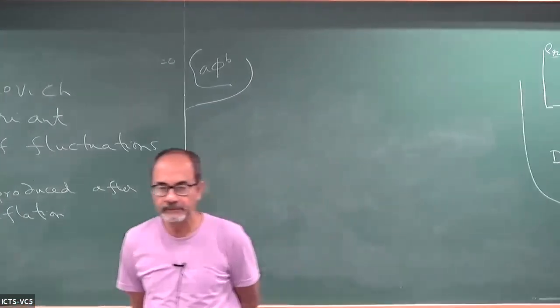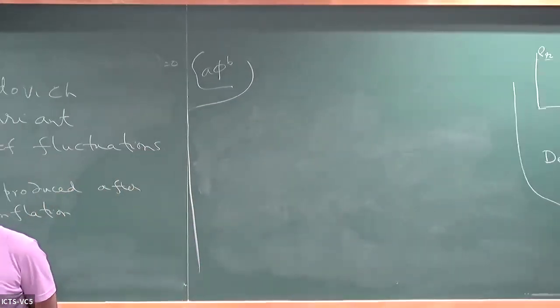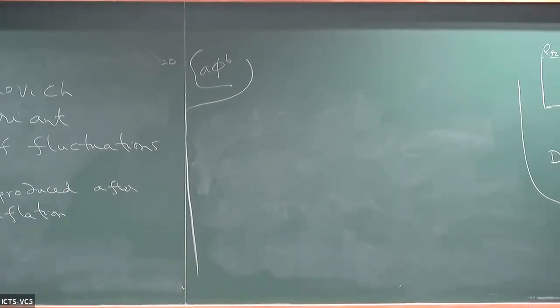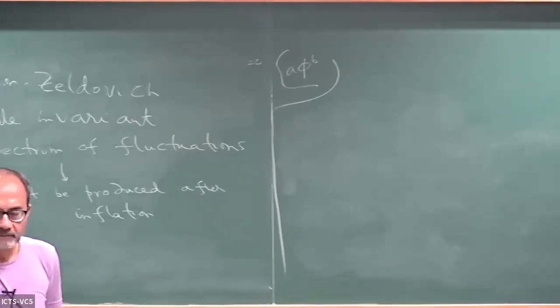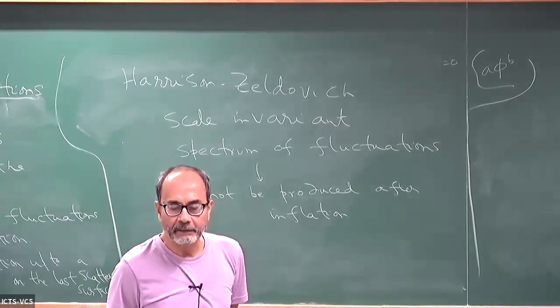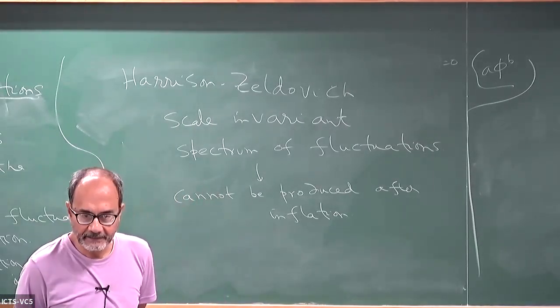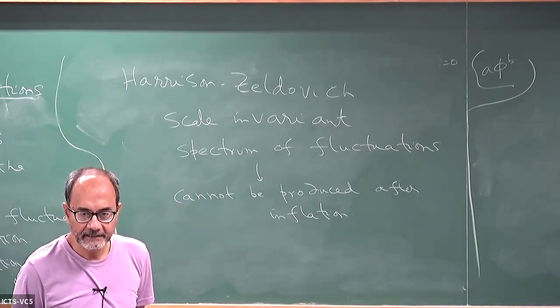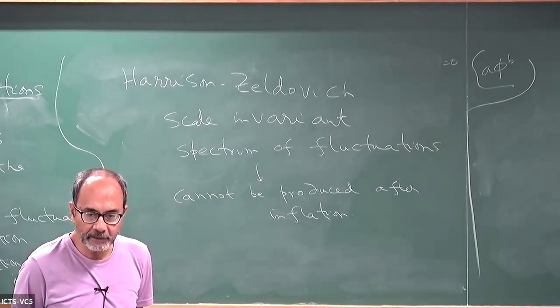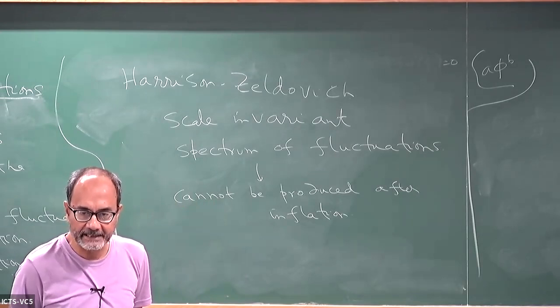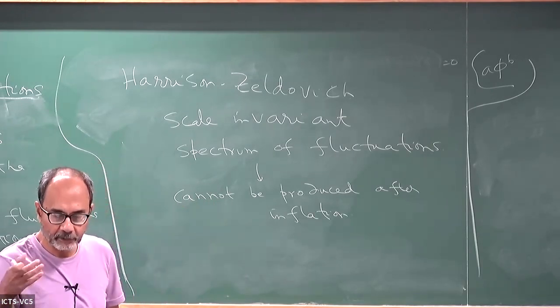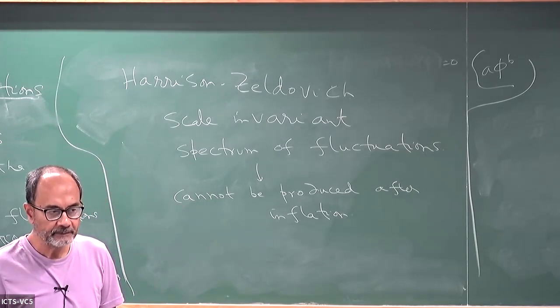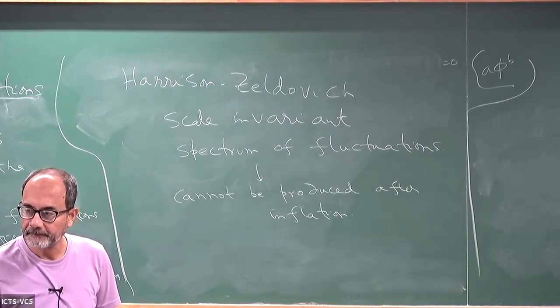So one more question. Because inflation smoothens all fluctuations, we want these fluctuations to survive that smoothing as well. No, it will be produced during inflation. Exactly. The fact that inflation smoothens all fluctuations is a classical description. But we will see that when we take into account the quantum fluctuations during inflation, it will actually produce these fluctuations.